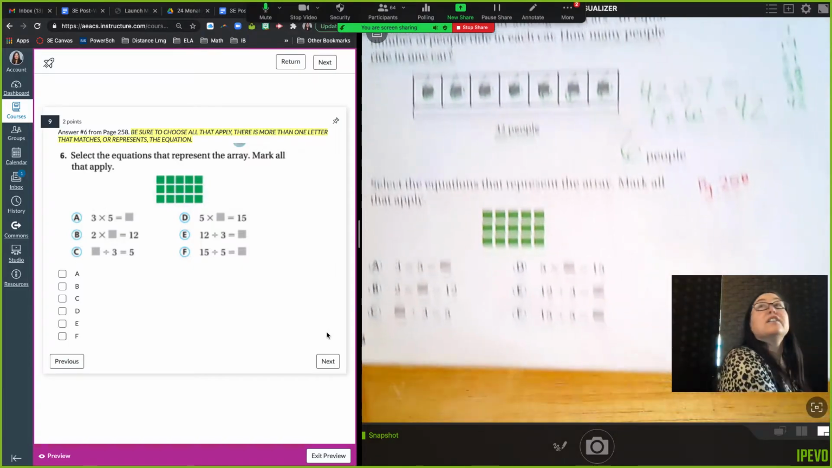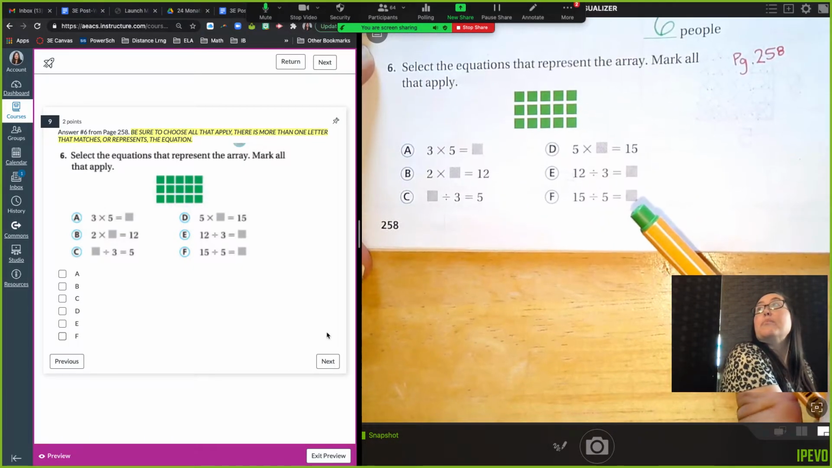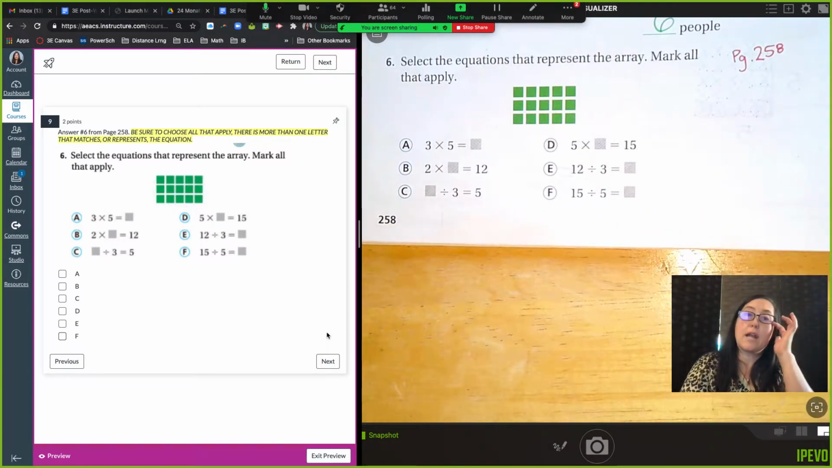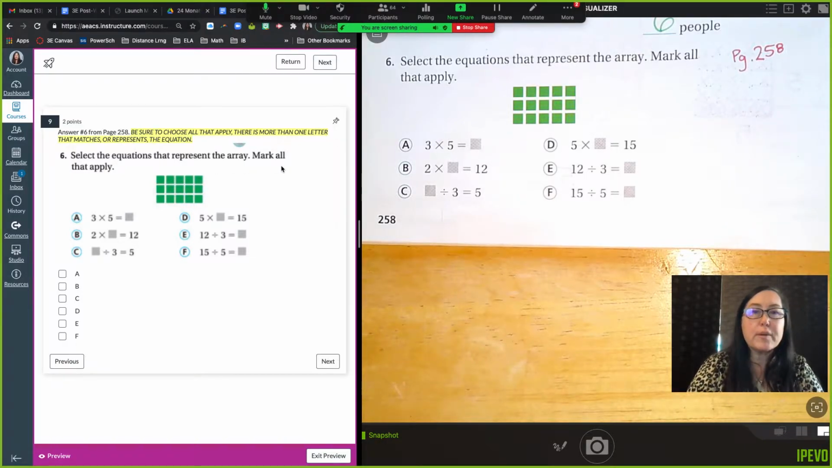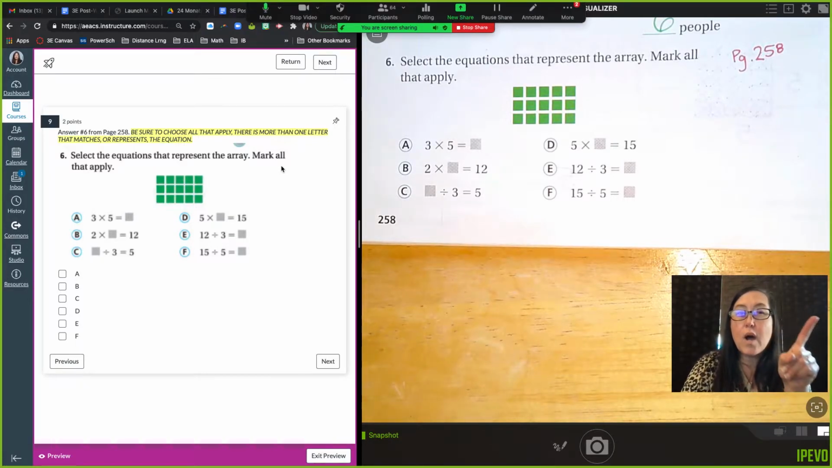All right, let's take a look at number 6 in your book, which is number 9 on the computer. In the question it says, select the equations that represent the array. Mark all that apply. I wrote up here, be sure to choose all that apply. There is more than 1 letter that matches or represents the equation. So whenever a question says mark all that apply, there's probably more than 1 right answer. And that is true for this.